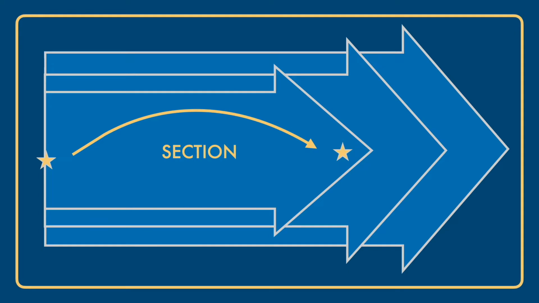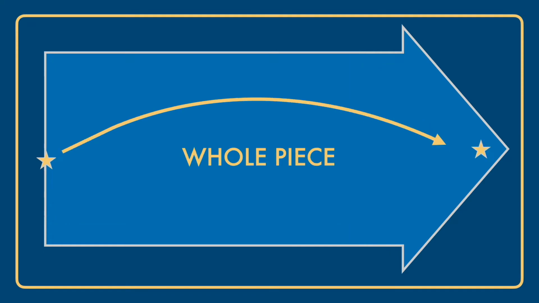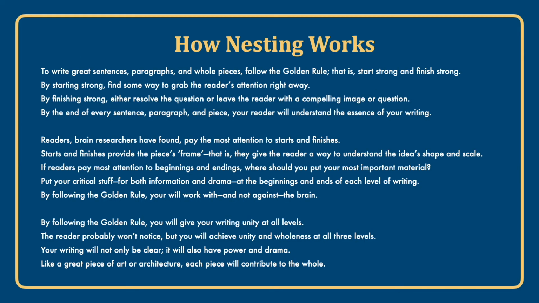The section is a collection of paragraphs. Every paragraph with its own mini-drama contributes to the larger journey of the section. The chapter collects these sections until finally the book or report or other large piece, well, you know the drill. The whole piece contains all the chapters, which contain all the sections, which contain all the paragraphs, which contain all the sentences. Pause the video for a moment to read this brief passage.